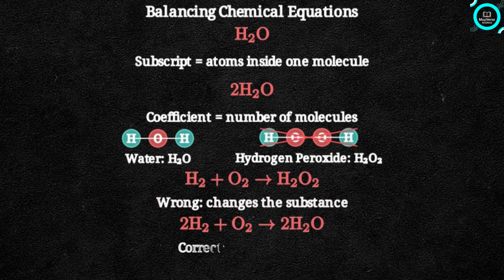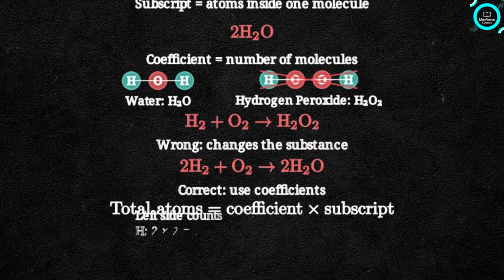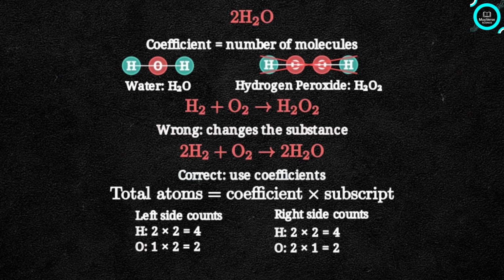Now the equation becomes 2H2 plus O2 yields 2H2O. To count atoms, use this rule. Total atoms equals coefficient times subscript. Let's count. On the left, 2H2 gives 4 hydrogen atoms, and O2 gives 2 oxygen atoms. On the right, 2H2O gives 4 hydrogen and 2 oxygen.